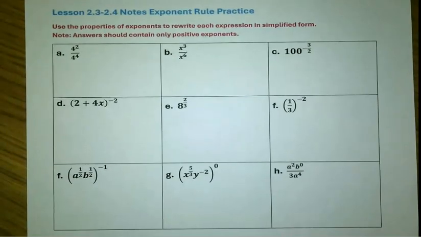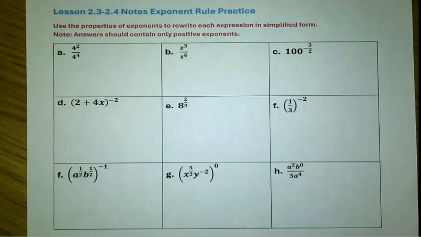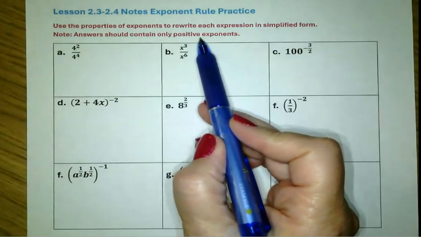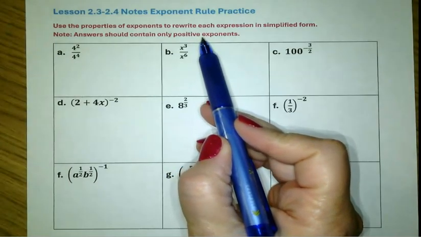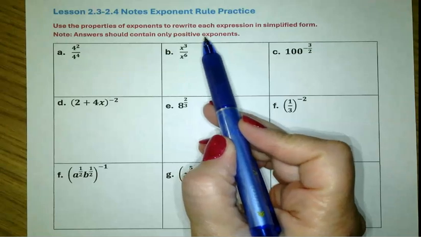So here are 9 problems that I would like for you to practice using the rules that we just went over, keeping in mind that we never will consider ourselves to be finished. And that's why there's a reminder here about those negative exponents. So an answer isn't finished simplifying if we have a negative exponent.